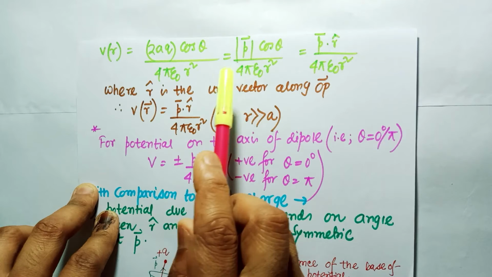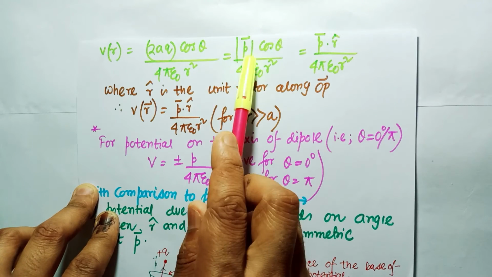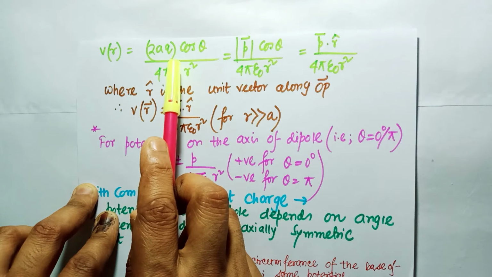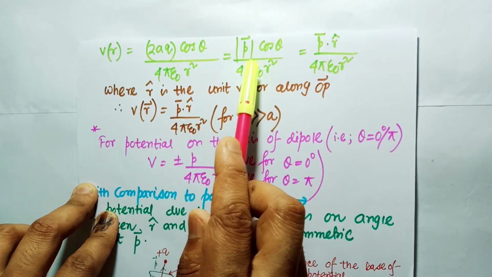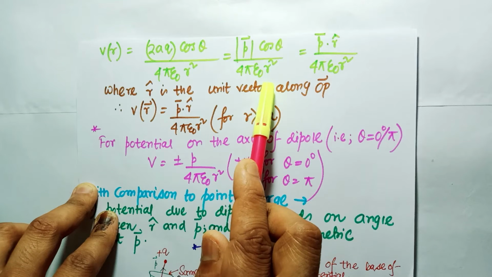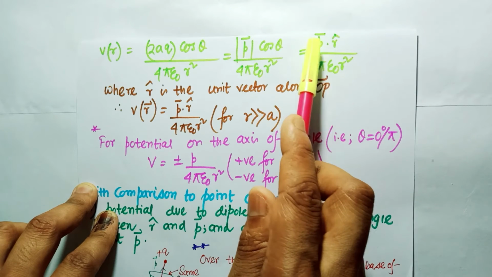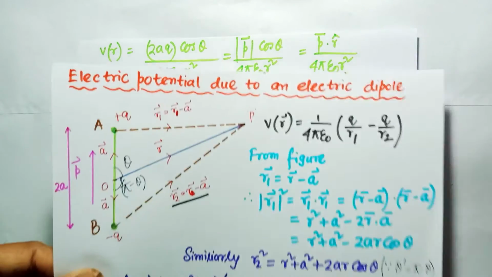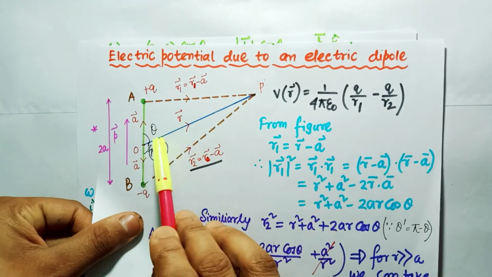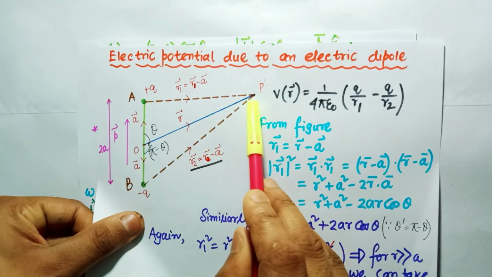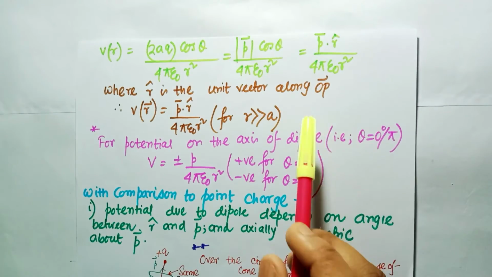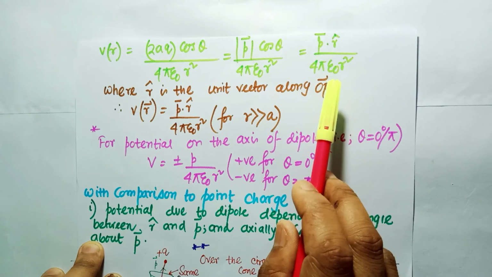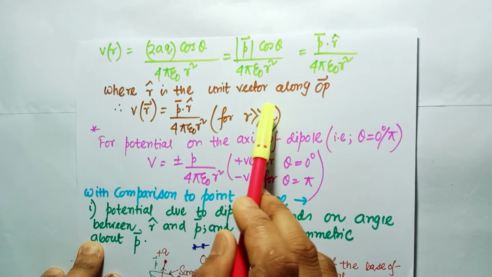So it means the magnitude of the dipole moment P, the small p vector, is equal to 2aq, as we all know. It means the charge times the separation between them. The potential is q times 2a cosine theta divided by 4 pi epsilon naught r square, which is equal to p vector dot r cap divided by 4 pi epsilon naught r square. Here r cap means the unit vector along the OP direction. So this is OP, so this is the r vector, and the unit vector along the direction of OP is r cap, where r cap is the unit vector along the OP.